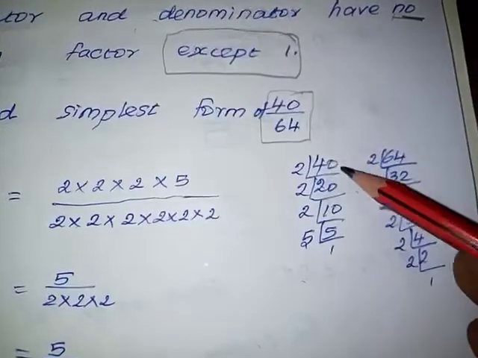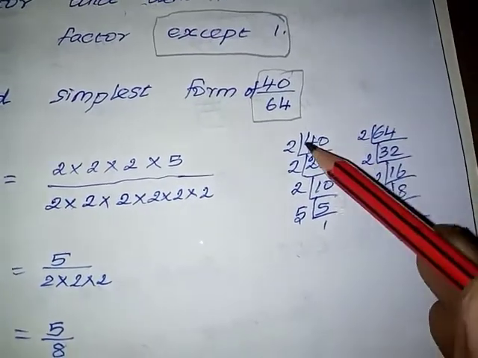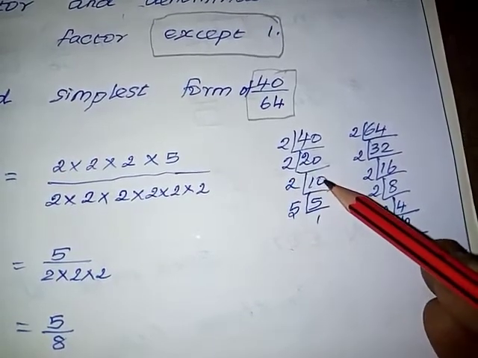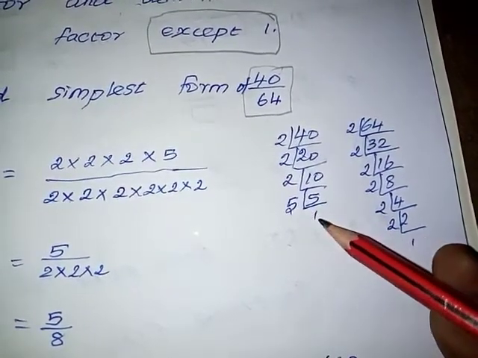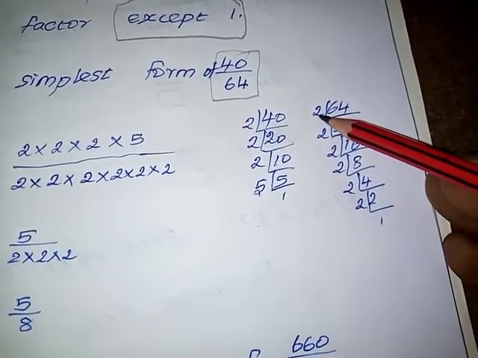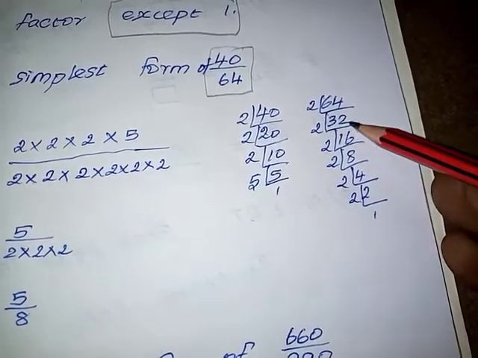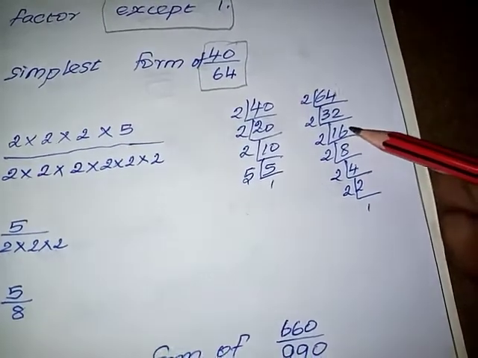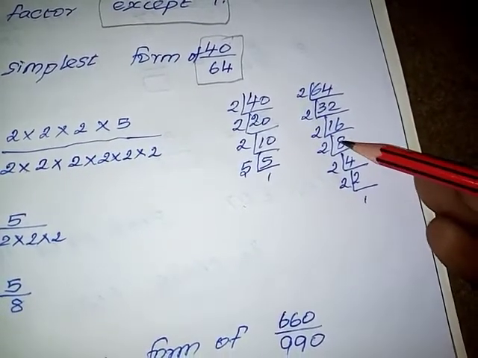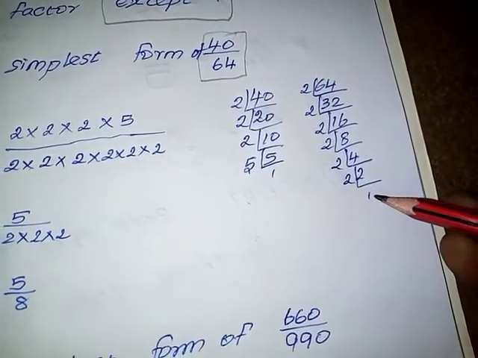So already we know the division method. Separately you find the prime factors of 40 and 64. So first, 40 can be divided by 2, 2 twenties are 40; again 2 tens are 20; again 2 fives are 10; again 5 ones are 5. Same for 64. 64 is an even number, so divide by 2. 2 thirty-twos are 64, and 32 is an even number, so divide by 2, 2 sixteens are 32. 16 is also an even number, divide by 2, 2 eights are 16. 8 can be divided by 2, 2 fours are 8. 4 can be divided by 2, 2 twos are 4, and 2 divided by 2 is 1.